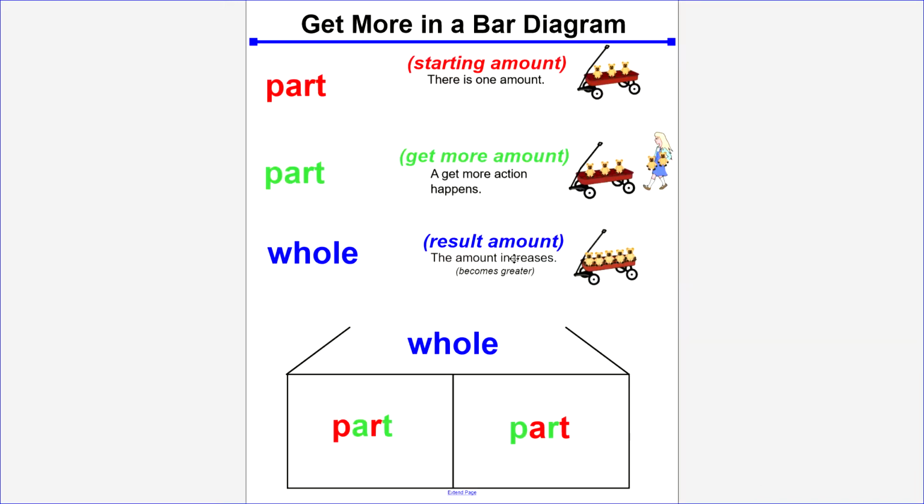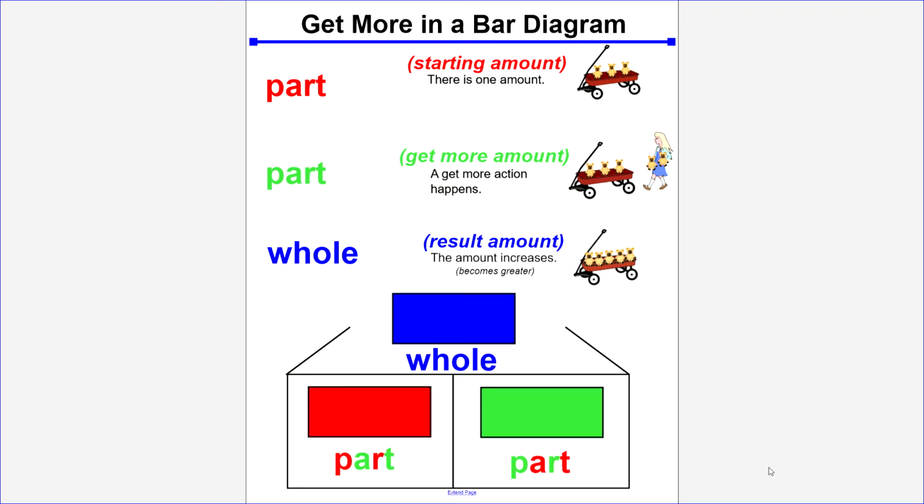So let's think about how we would put our information in a get more problem into a bar diagram. Well, we know that the amount we start with, the starting amount, is a part. So it would go inside of the bar diagram. You could put it on either side of the bar diagram because the parts can go in either place as long as they're inside of the bar diagram. The get more action would also be a part, so it also goes inside of the bar diagram. The result amount is the whole, so it goes on the top.